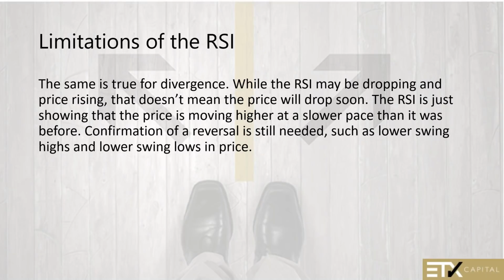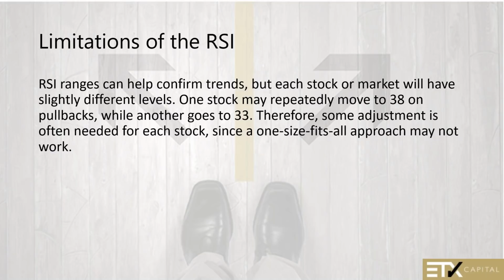Now, the RSI has several limitations, as all indicators do. Since the indicator is showing momentum, as long as momentum remains strong, up or down, the indicator can stay overbought or in oversold territory for long periods of time. Therefore, price analysis or some other confirmation is still needed for reversals. The same is true with divergence. While the RSI may be dropping and the price rising, that doesn't mean the price will drop soon. The RSI is just showing that the price is moving higher at a slower pace.